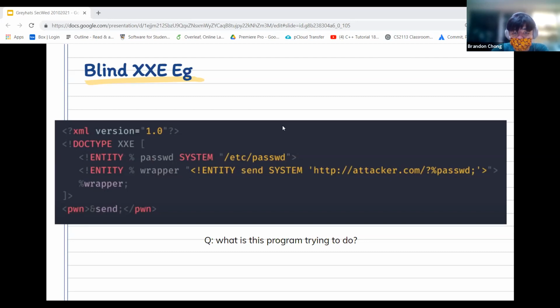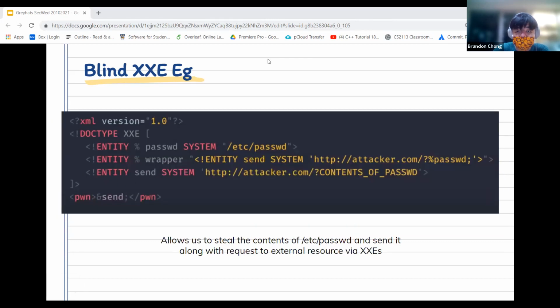And when this pwn text references the wrapper entity, it will make a request to an external resource with the contents of the file /etc/passwd. So basically what it's saying is that this send will be defined within the document type definition, and then we call it within the XML data itself. So this is the end result of what it should look like. It allows us to read the contents of /etc/passwd and then send it to the external resource using the XXE.